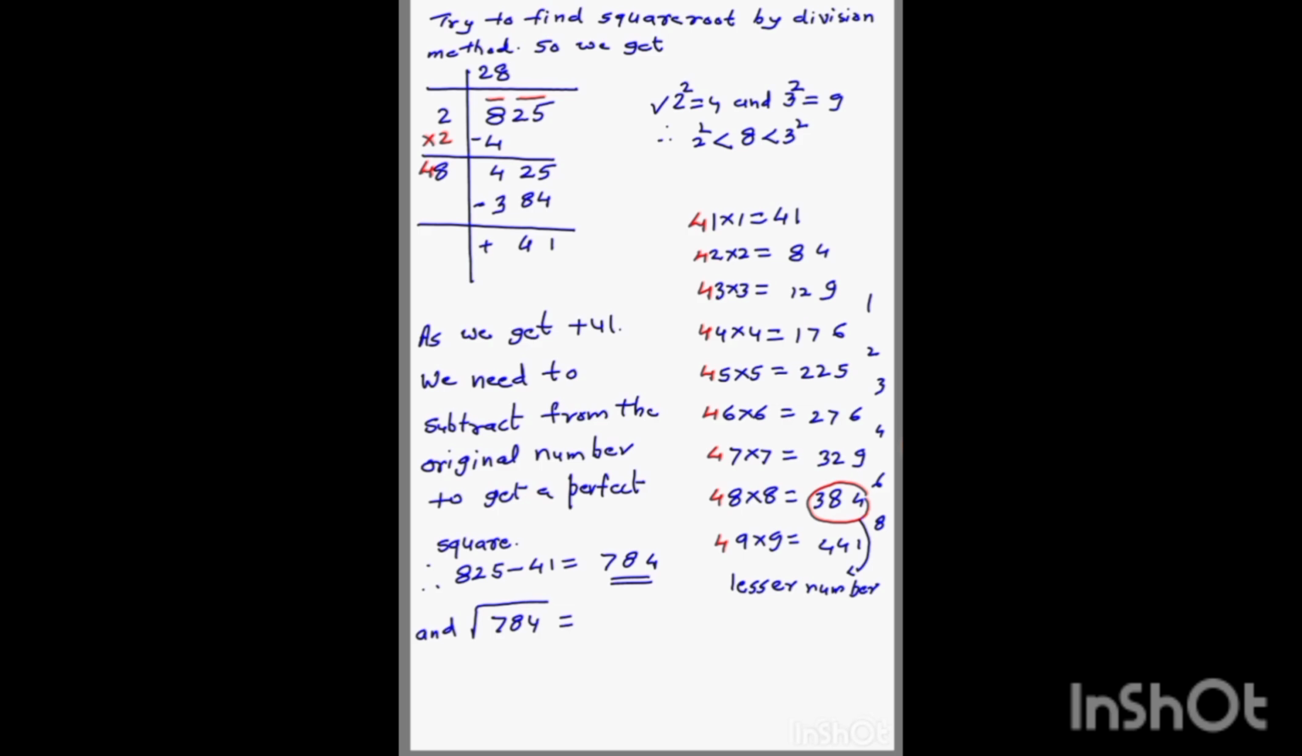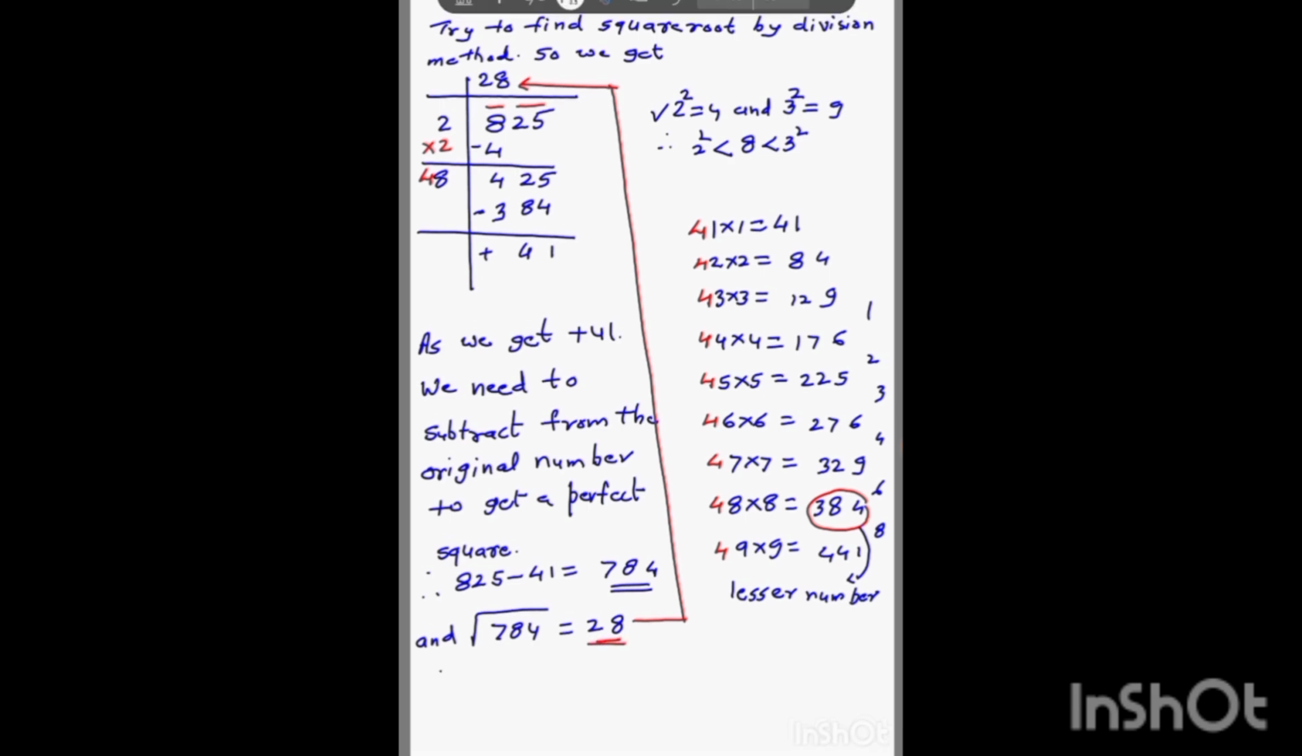Which number you have to subtract is 41, and the square root of that is 28. See, you are already getting 28 here. So 41 was extra in that 840 825, so you have to subtract and find this number. So that is very easy now.